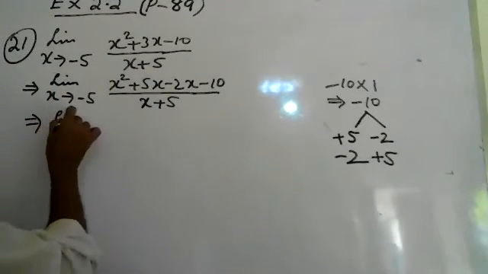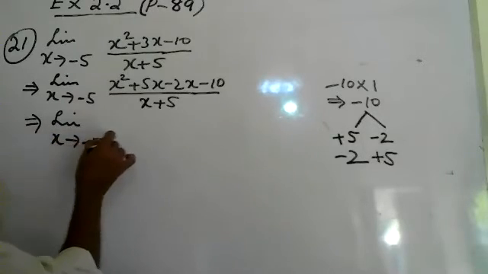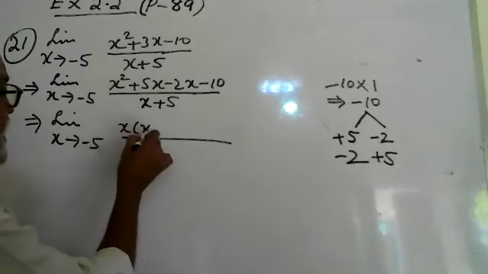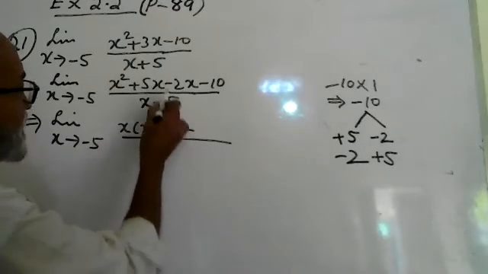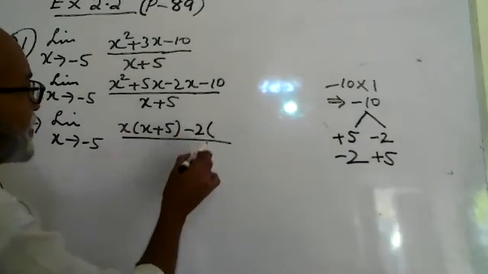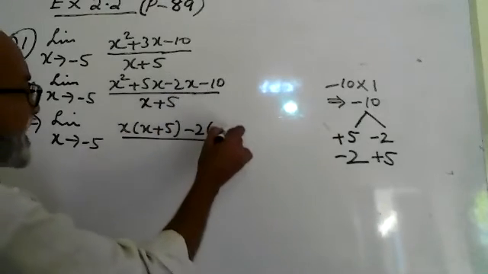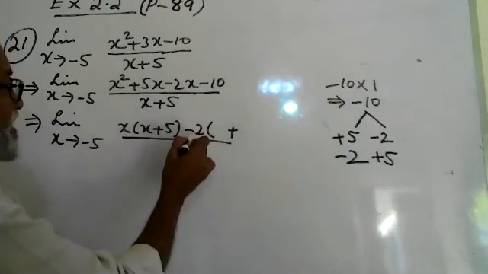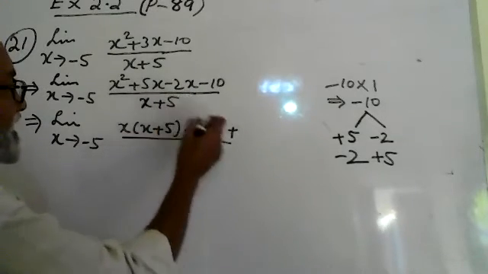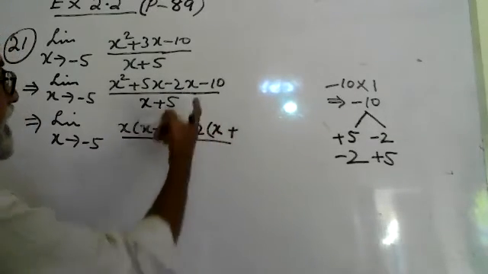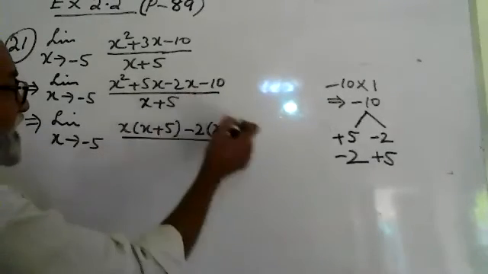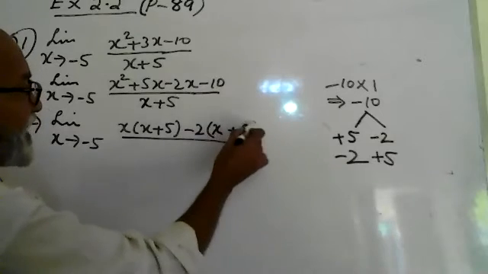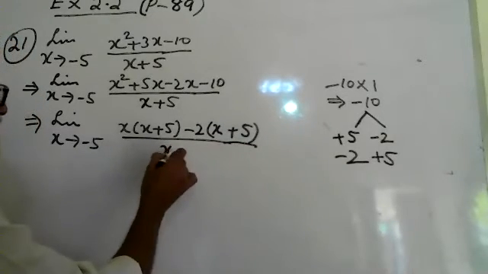So limit x tends to minus 5. From this pair, x is common, x plus 5. From this pair, minus 2 is common. When minus 2 is common, the internal sign will be changed. When minus 2x is divided by minus 2, it will be x. When minus 10 is divided by minus 2, minus minus is plus, and 10 divided by 2 will be 5. And here x plus 5.